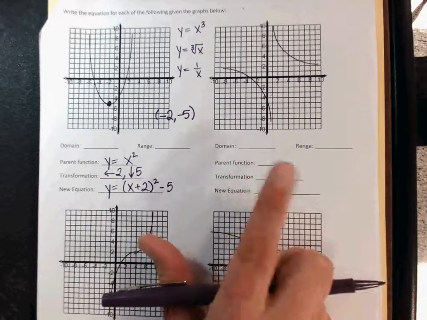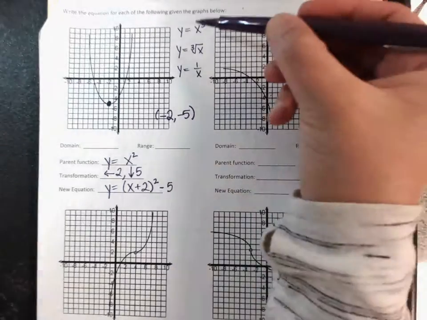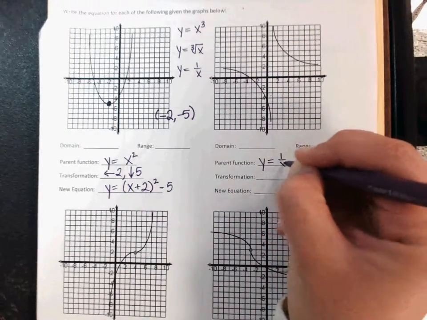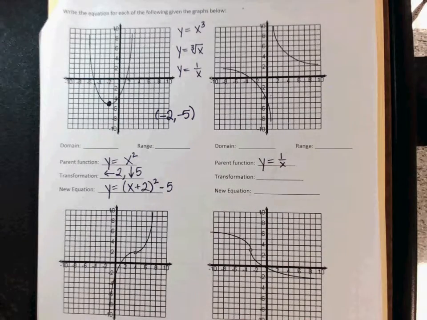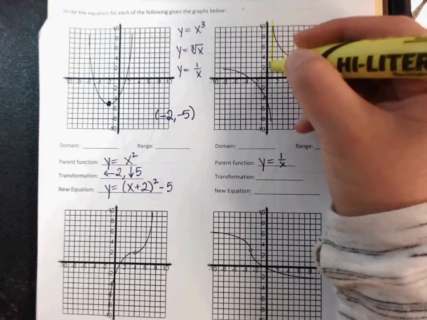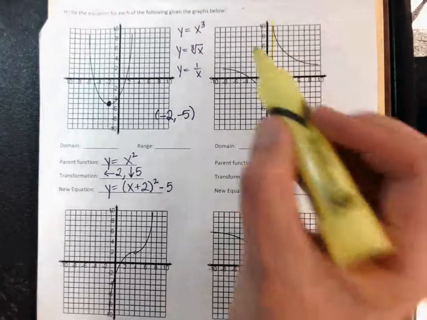Okay, next one. Look at this one. Graph number 2. Okay, x cubed, cubic root, or rational? Rational. Rational, very good. Which parent function? 1 over x. Okay, 1 over x. Okay, then I'm going to draw in my little lines here. I can see that this is my line right here, because do you see how it's getting really close to that line, but it doesn't touch on either side? Okay, what about my flat line across? Where should that line be? What number? 2. Very good.